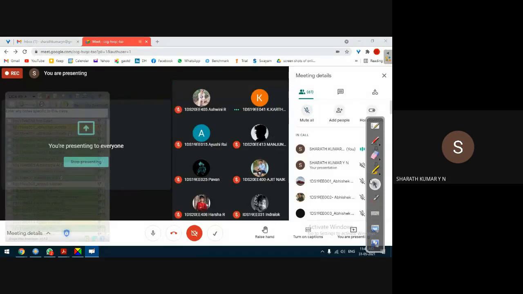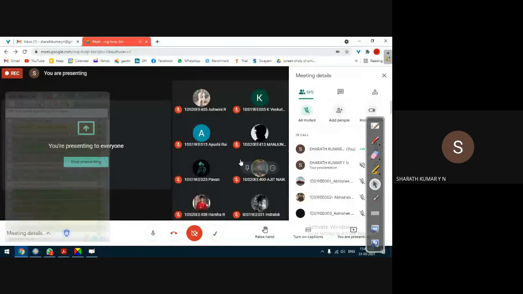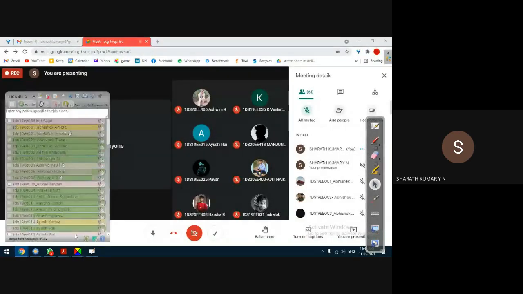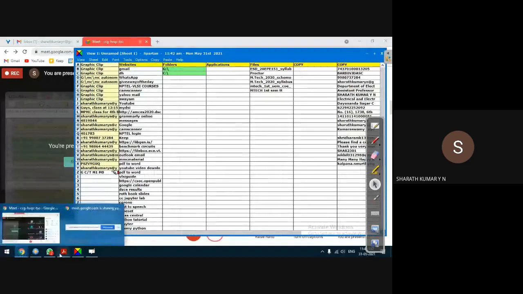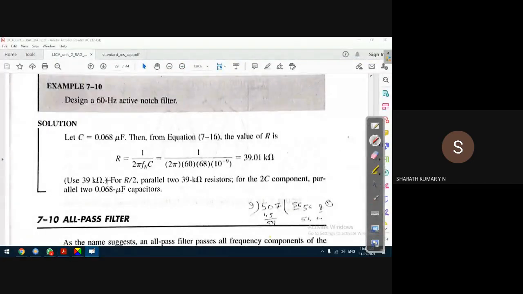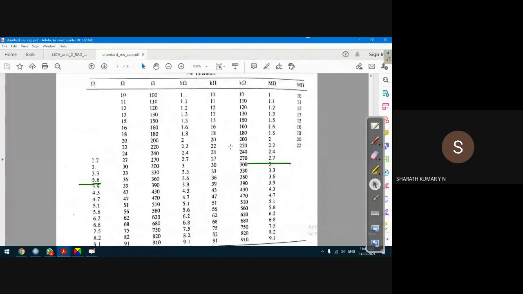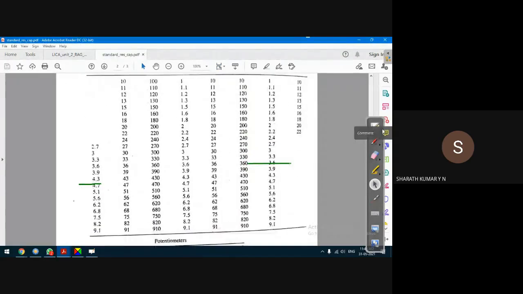But as we have just now understood, we have to go for what is known as the standard value. Usage of standard values is always recommended. It is important. So for 39.01 kilo-ohm, what is the standard value? If you see the standard values of resistance, 39 kilo-ohm, under 5% tolerance. I think the author has selected the 5% tolerance.